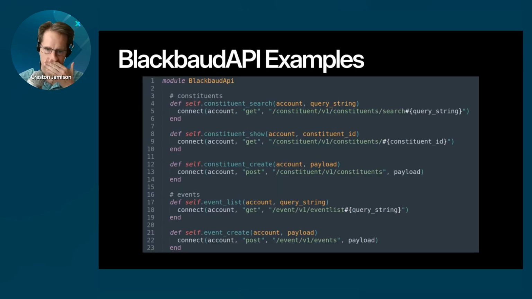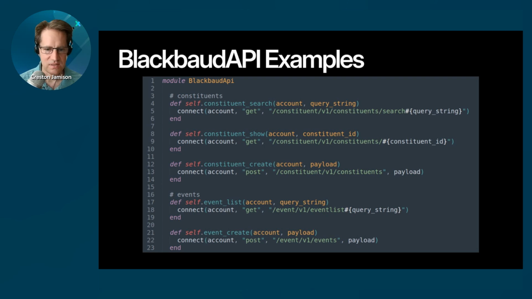Okay, so now we're going to get into some of the code. So we are using Ruby on Rails. So this is Ruby. Hopefully it's more readable than a lot of other programming languages. But this is just our Blackbaud API module. And you can see each of the different method calls. Like number 4, this is how we do a constituent search. Basically, we need to know the customer account and the query string that needs to be sent. So that's what we send when we're calling this method.